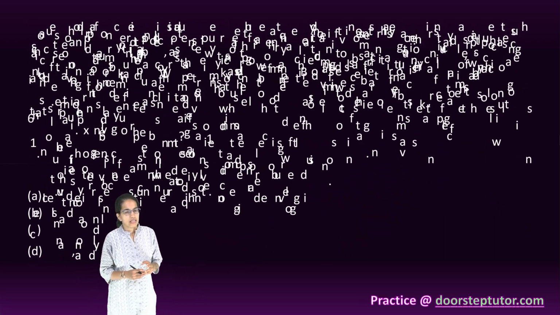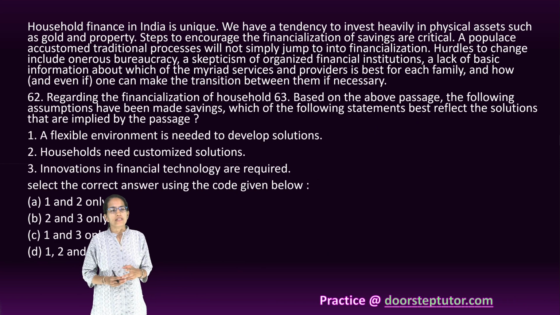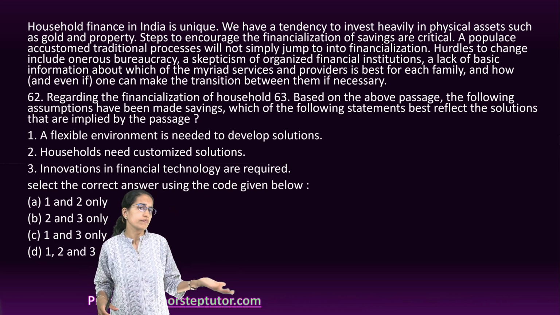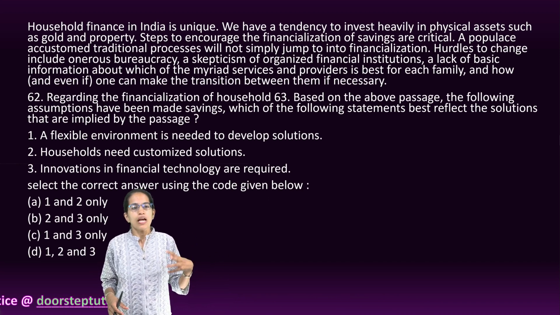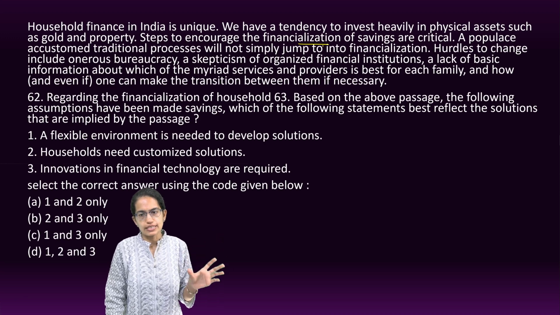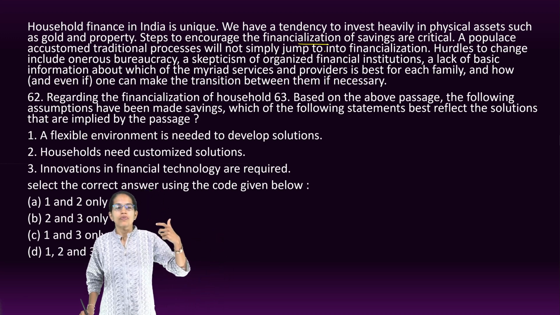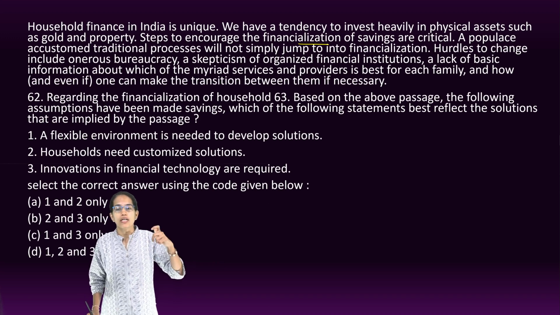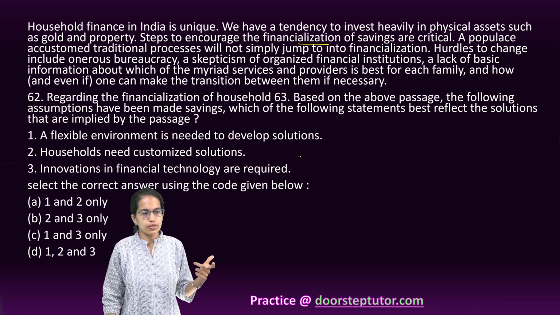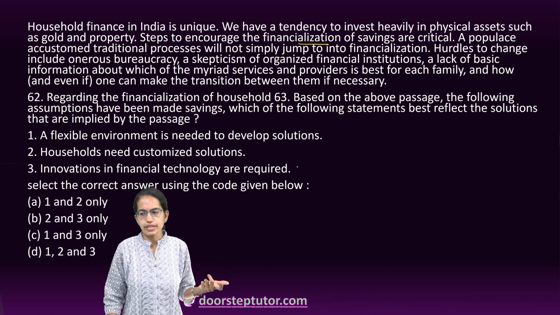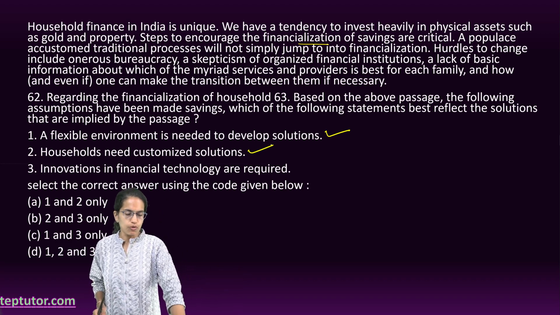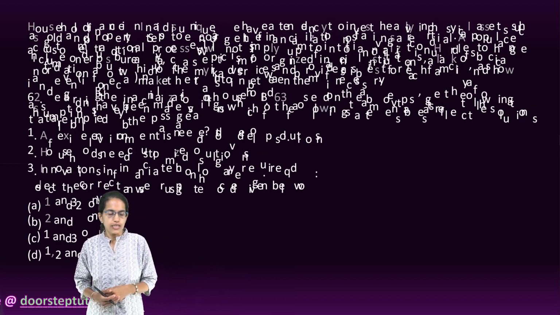Now the next again is a passage question, and here it talks about household finance. Now usually people have a tendency to invest either in gold or property. However, there have to be steps to encourage what is called financialization, and that should be customized to the individual. So based on the above information, what is actually required is that a flexible environment should be developed, and a customized solution varying from one person to another must be taken into account.